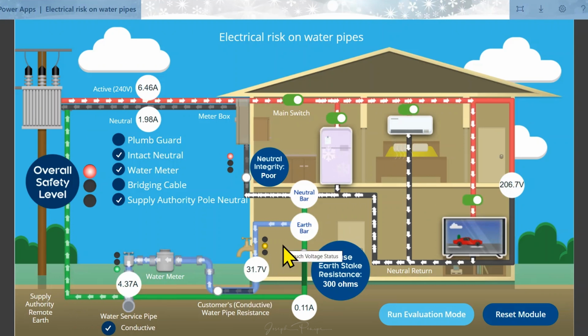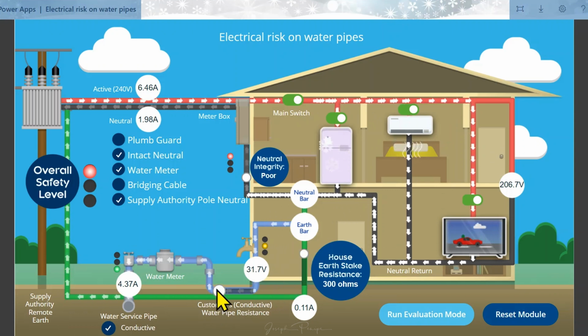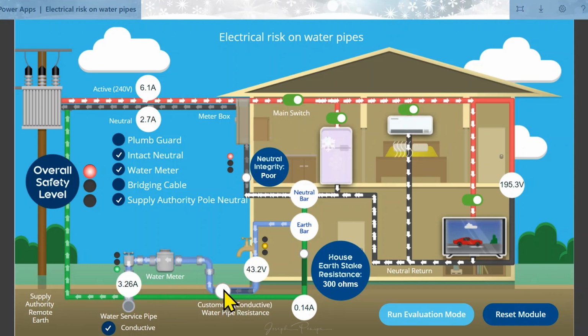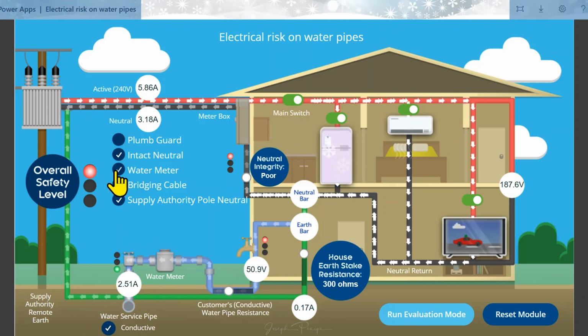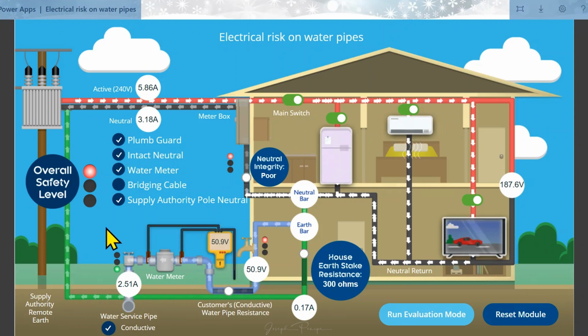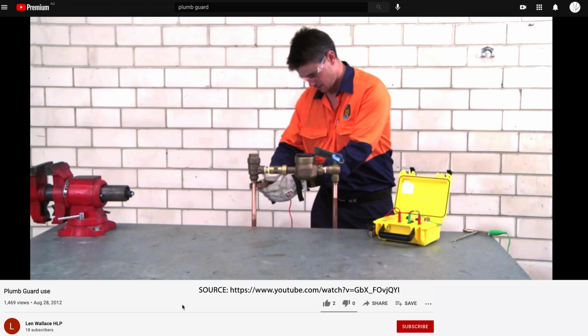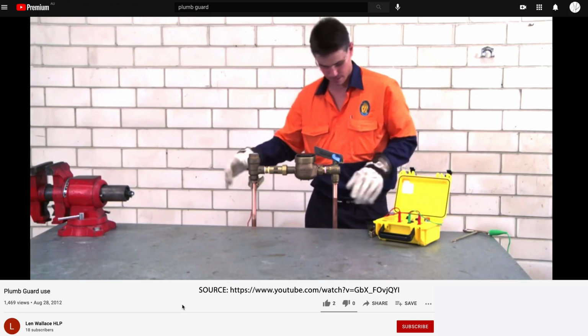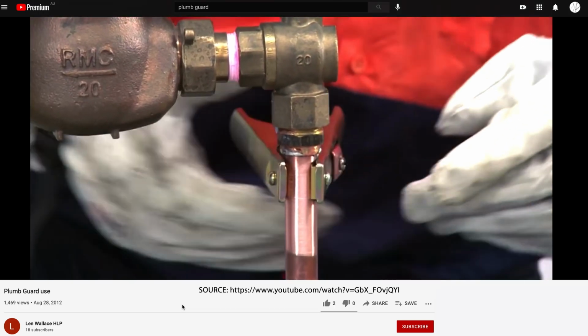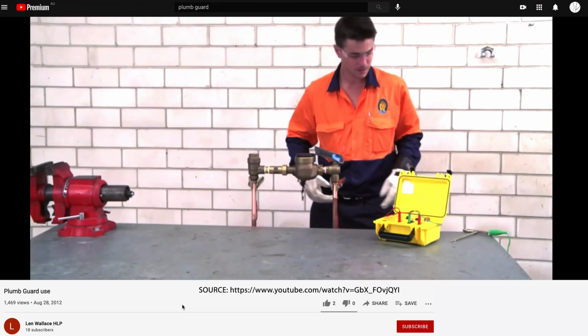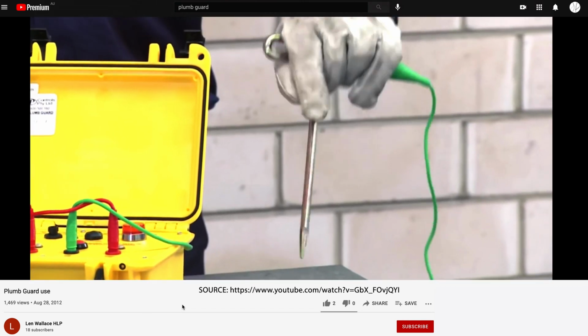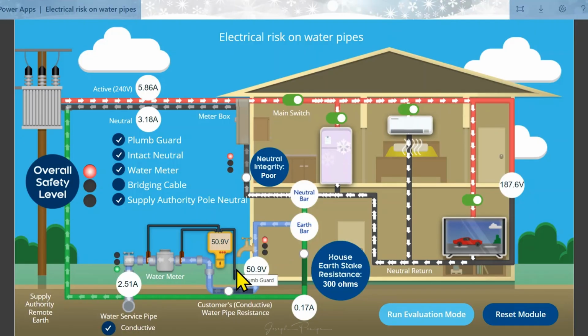Then there's an unexpected rise in touch potential from 0 to 30 volts, which could be even more dangerous if there was resistance on the pipe, which would increase the touch potential to anything above 50 volts, which could potentially be lethal. It is for this reason that operators are required to install an instrument called a Plum guard, which requires to be clamped on either sides of the water meter or the section of pipe they intend to work on, and also drive an earth reference stake into the ground.